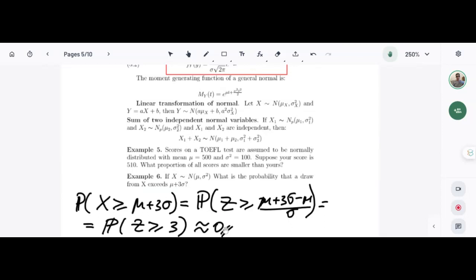It's going to be approximately 0. You basically apply the Z transformation, you get random variable Z instead of X, and you transform the right side, the boundary, and then you get the probability that Z is greater than 3, which is approximately 0. You can check the z-table and you will see that it's approximately 0.